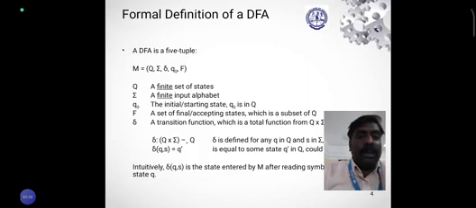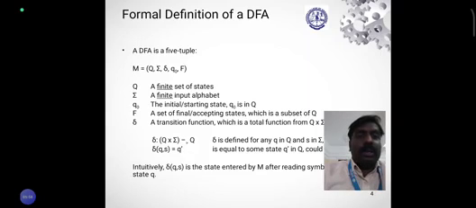Then F is a set of final or accepting states, which is also a subset of Q. So F is the finite state. The starting state Q0 is represented with an arrowhead, and the final state with a double circle. Another one is delta.